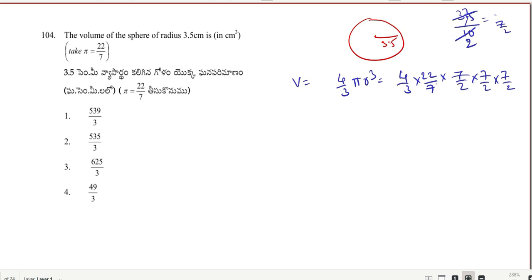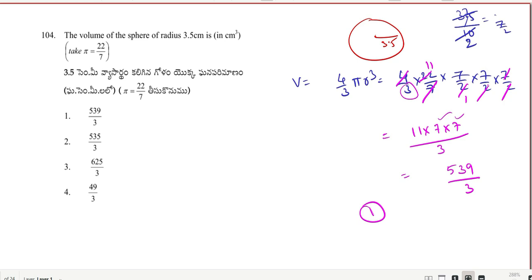So the denominator 7 and numerator 7 get cancelled. Okay, 2 into 4, 4 gets cancelled, 2 elevens are 22. So what we get? We get 11 into 7 by the denominator 3. So on multiplying this, you will get 49 into 11, 539. 539 by 3 is the answer. So that is the first option is the correct one. Now let us go ahead with this next question.